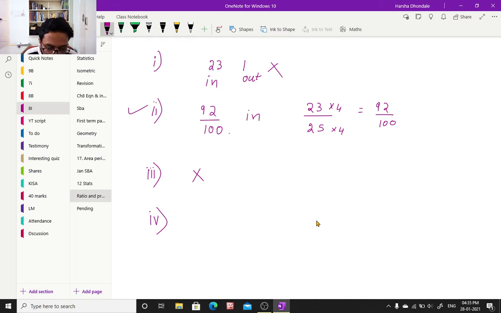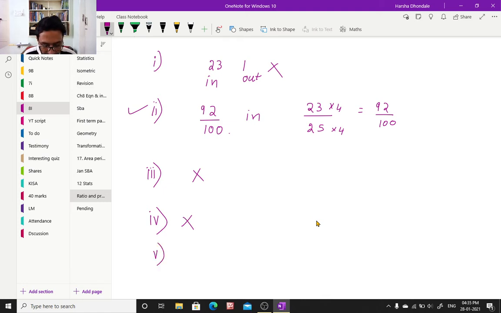Fourth one, 2 out of 23 of his serves were out. It's not 2 out of 23 but 2 out of 25. 2 out of 25 of his serves were out. So this statement is also wrong.